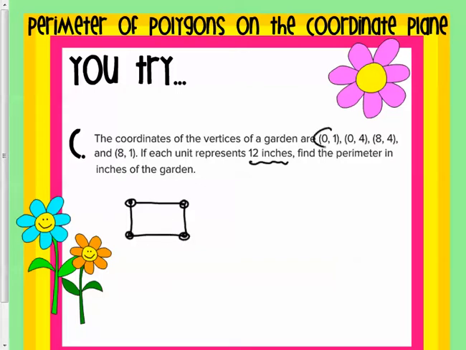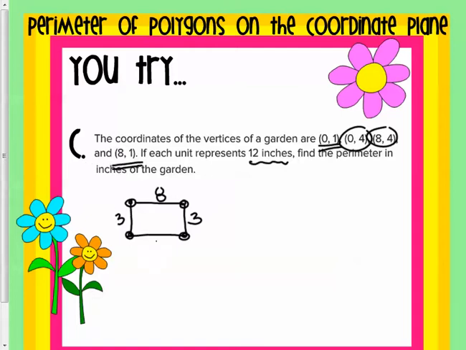Okay, so let's find these two's difference. They're 3 away from each other when I look at the difference in the y's. Same with this one, they're 3 away from each other. Okay, this one and this one are 8 away from each other, 0 to 8. And this one and this one are again 8 away from each other.